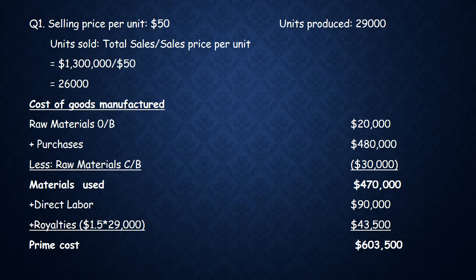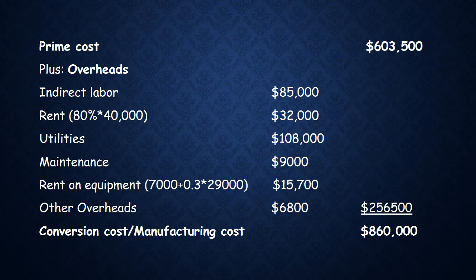Now let's calculate cost of goods manufactured. And to do so, we are going to add raw materials to purchases, and we're going to subtract raw materials closing balance, and this gives you materials used. Then you are going to add direct labor and royalties, and you get your prime cost. Now you have calculated your prime cost.